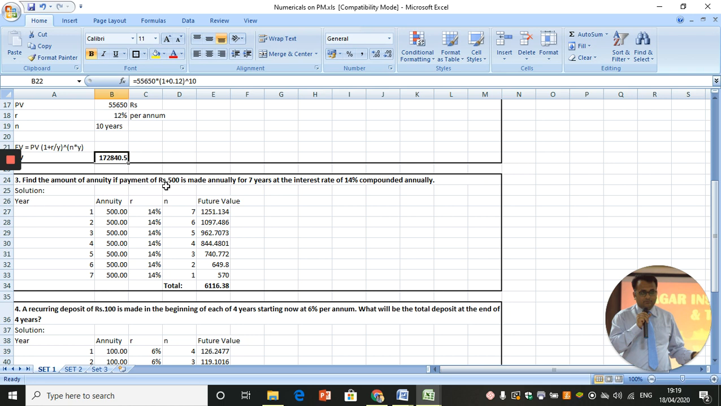Find out the amount of annuity if the payment of rupees 500 is made annually for 7 years at the interest rate of 14% compounded annually. So annuity is paid 500 rupees annually. It is paid for 7 years. So here you've got an annuity of 500 rupees for 7 years. R is 14%, and N is the time it will get to compound.